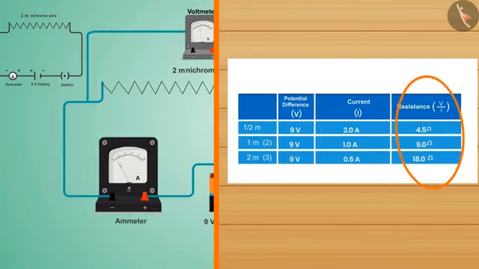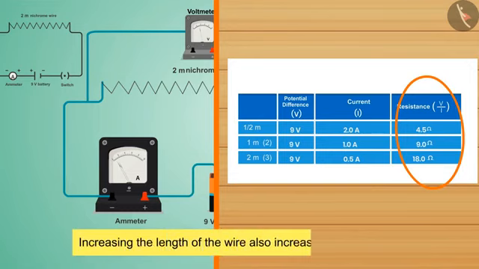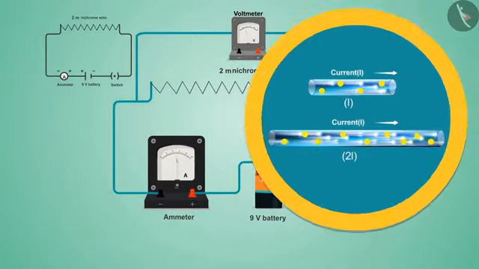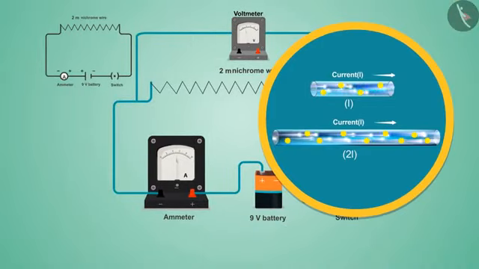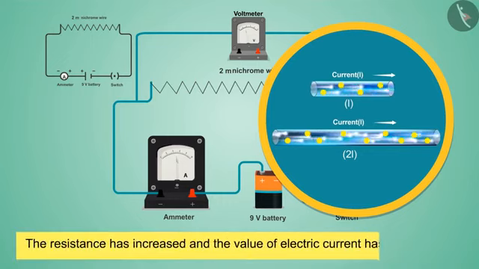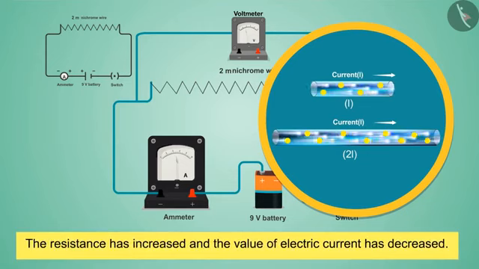If the value of the resistance is determined, a pattern will appear. Increasing the length of the wire also increases the resistance. Due to the increase in the length, the electric current has to flow over a larger distance, due to which more resistance is faced by it. This is the reason that the resistance has increased and the value of electric current has decreased.